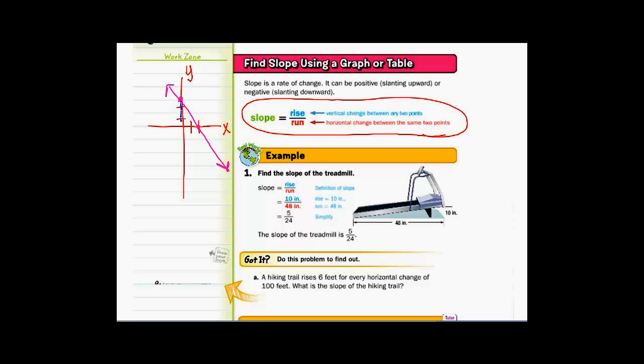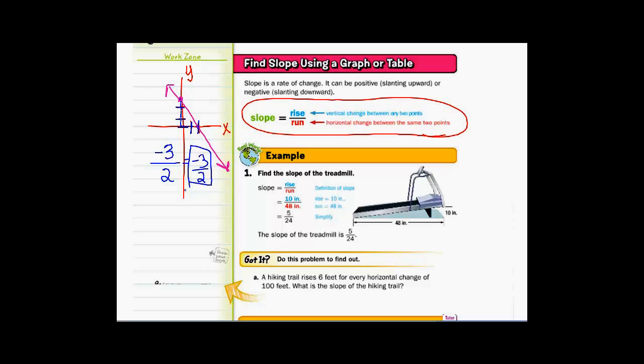So from this point, I would go down 1, 2, 3. And I went down, so that is a negative change. And then if I go over to that point, I will be going up on the x-coordinate, so that is a positive change of 1, 2. So it's negative 3 over 2. I do not have to change that to a mixed number because slope needs to be rise over run.